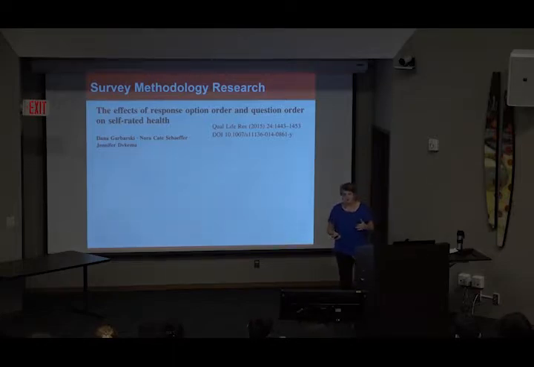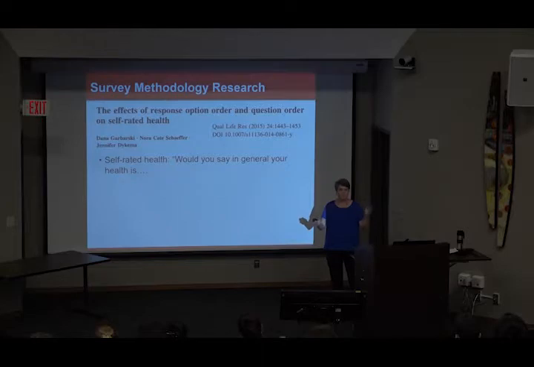So one that was published a couple of years ago by some of the leaders at the UW Survey Center was looking at response order options on self-rated health. So self-rated health is this kind of global question that says, would you say in general your health is? And the options range from poor to excellent or excellent to poor.